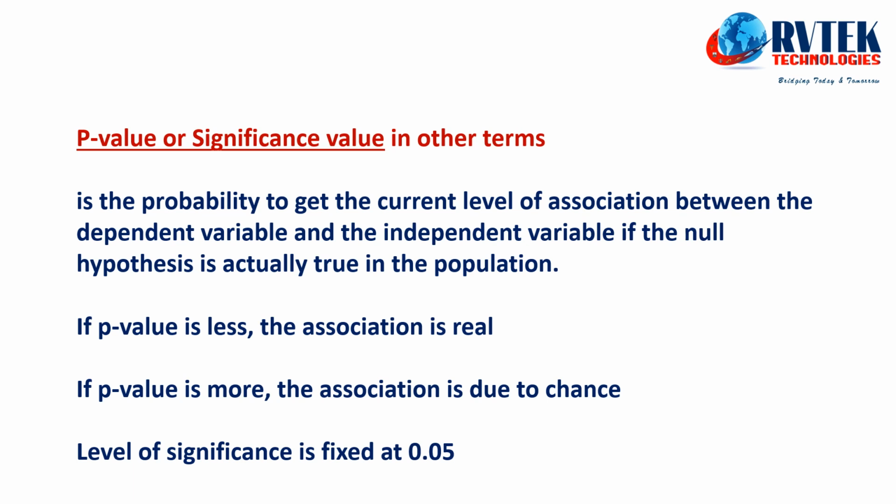Level of significance is fixed at 0.05. So, if p-value is less than 0.05, the association is statistically significant or real. If p-value is more than 0.05, the association is not statistically significant or not real.